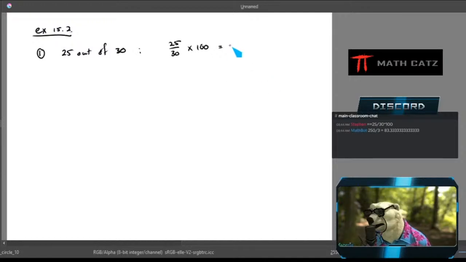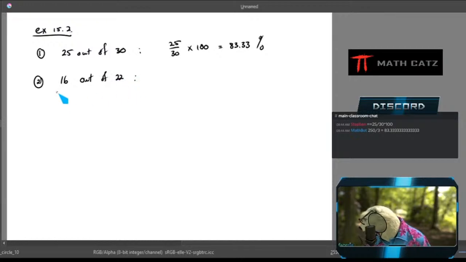And we get 83.33. I round to 2 decimal places because it's not nothing, but it's not too much. So you scored a nice 83-ish%. Very nice. But the next quiz maybe didn't go so well. Or maybe it did. It's really hard to say. Is 16 out of 22 good? Well, it depends on what you want it, right?